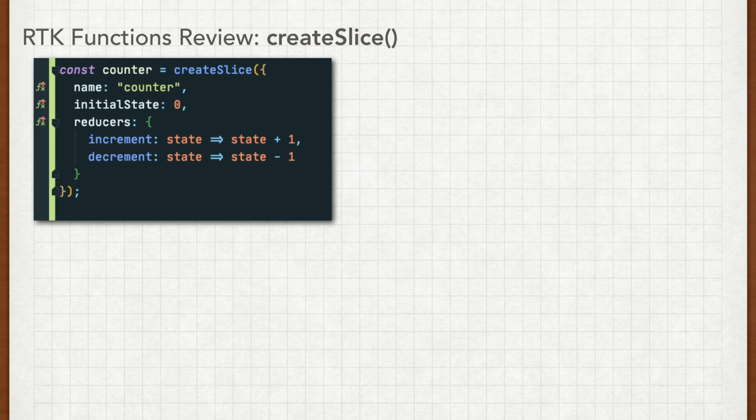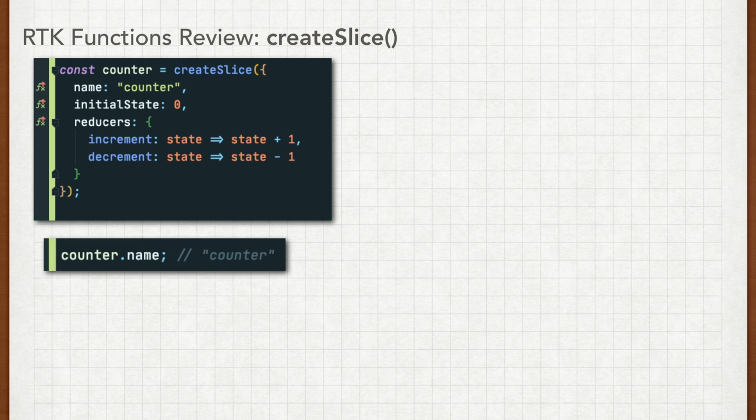Okay, finally, let's talk about the output of the createSlice function. So here in this example, we have made a simple counter createSlice, and I have put that into a variable called counter. Now, what does this counter variable come with? So one thing it comes with is we could do counter.name, and that will just give us the string counter. It's pretty much the name of our slice.